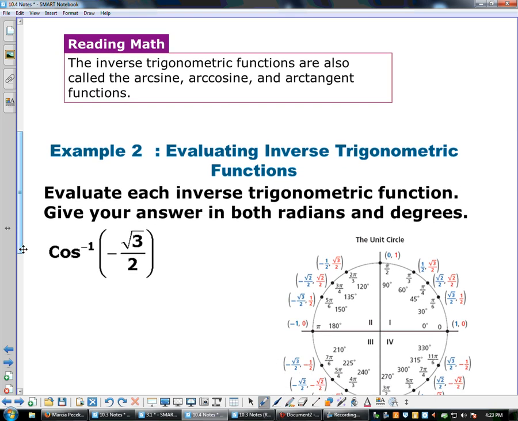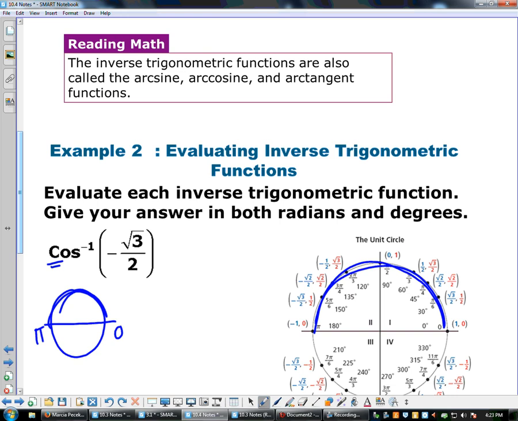So let's look at our example 2 here and actually try to do one of these. I want to evaluate each inverse trig function. We're going to give an answer in both radians and degrees. I notice right away that I have a capital letter C, so it must be a function, which means I only want one answer. Since it is the inverse of cosine, I'm only going to look between 0 and pi, so only on the top half of my unit circle.